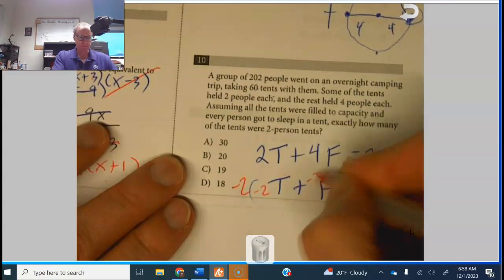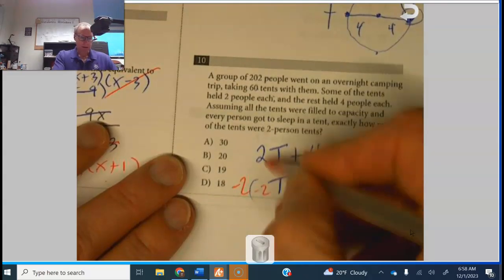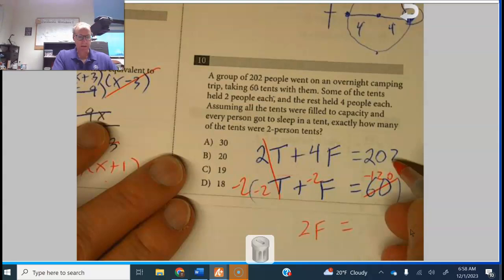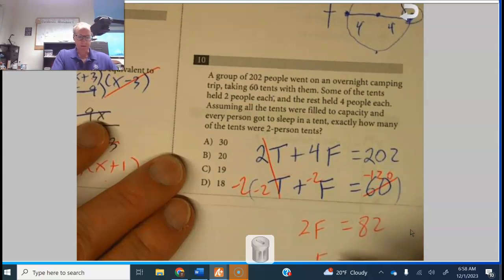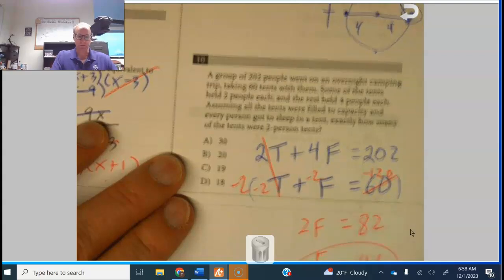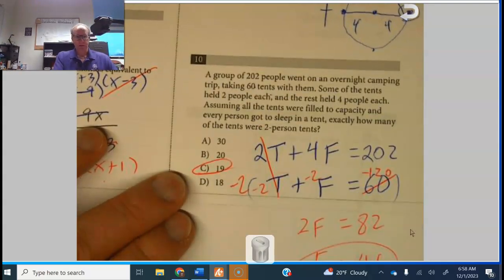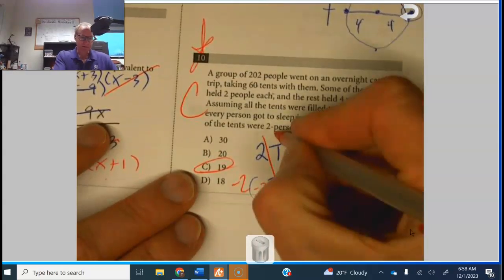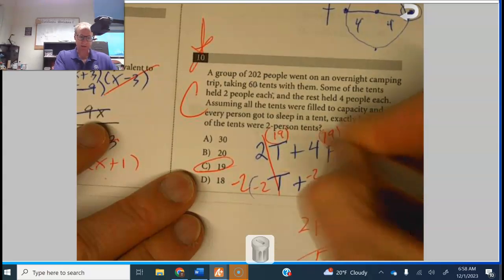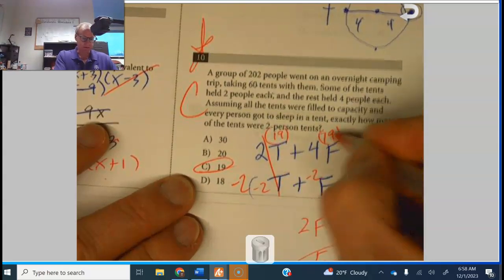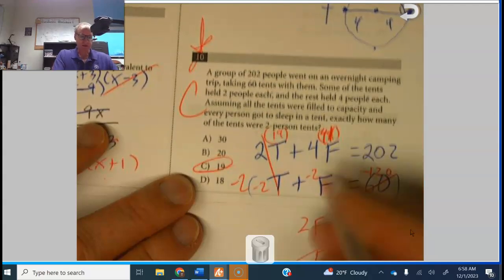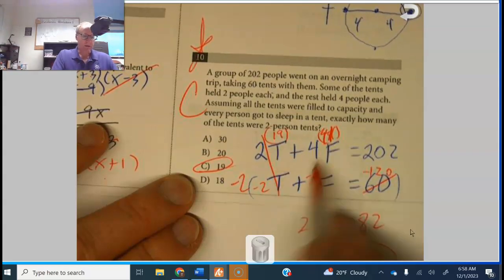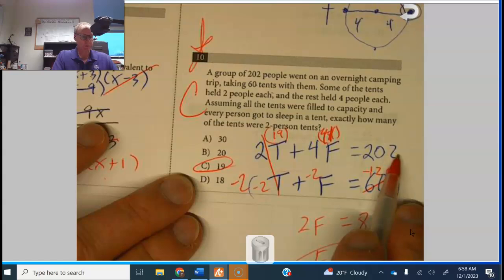I've got -2, -2, and -120, and those cancel out. This is 2f is equal to, it looks like 82. So f is equal to 41, which is not the answer I'm looking for. I need the other, 19. And C, I'm finished, I'm pretty sure. I might put the 19 in and see if it's true, just to double check it. Let's see, 19 and 41, 41. And make sure that that's 84 and 38.